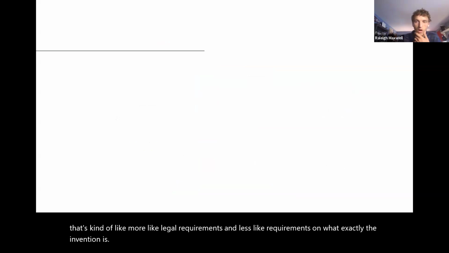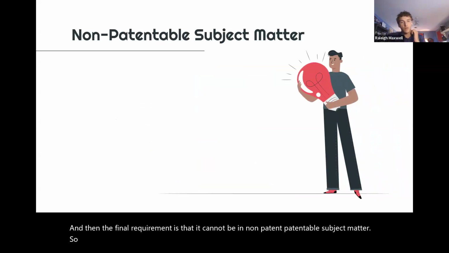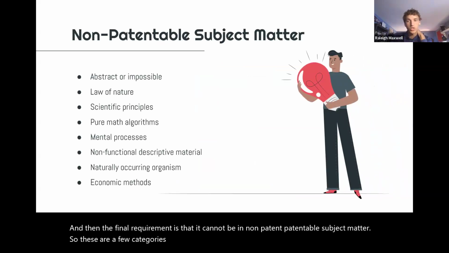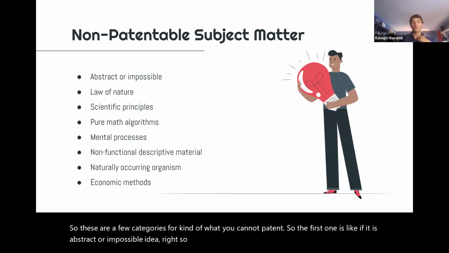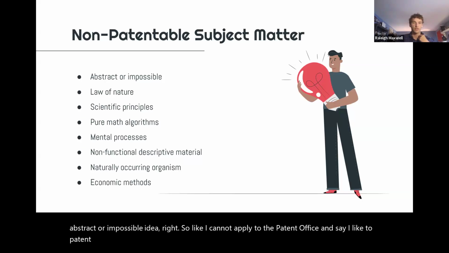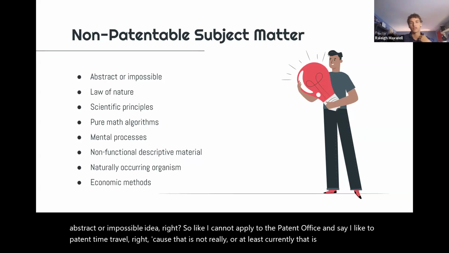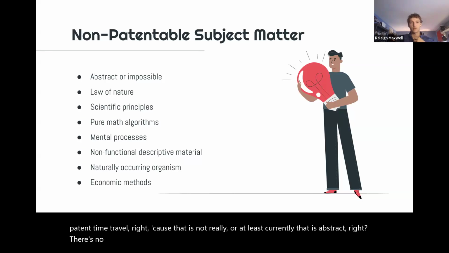And then the final requirement is that it cannot be in non-patentable subject matter. So these are a few categories for what you cannot patent. The first one is if it is an abstract or impossible idea, right? So I cannot apply to the patent office and say, I would like to patent time travel, right? Because that is, at least currently, abstract. There's no real credible design or way of actually time traveling.